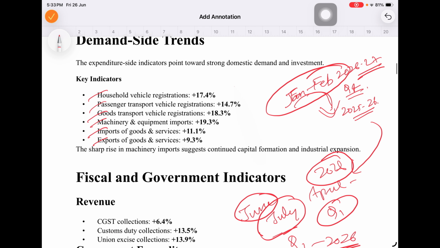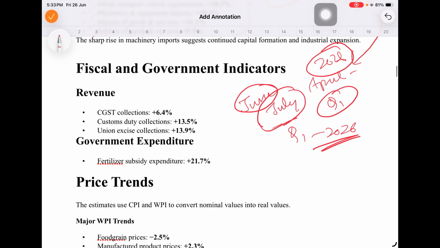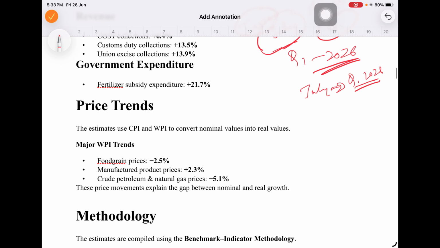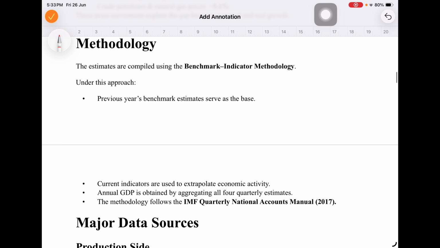So right now you can see everything is in plus only, but maybe in July, when quarter 1 of 2026 is released, we will get to know how the Strait of Hormuz, the Middle East situation, especially the Iran issue, has affected Indian import and export, and has affected the Indian GDP per se. That is all. So what is the methodology used?